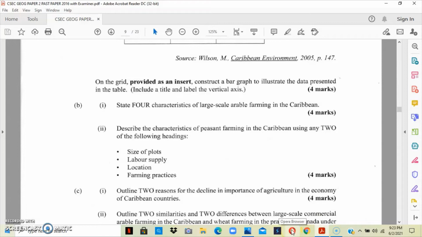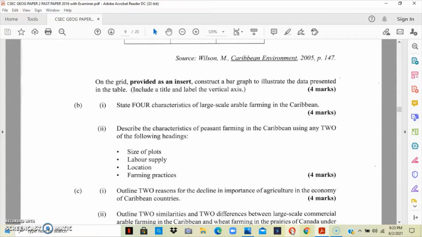A few of the characteristics: large scale is basically the same as commercial farming, and it is usually done on flat land in the Caribbean. So it's usually done on an extensive amount of relatively flat land. Monoculture is practiced, meaning that they only focus on one main crop. So if they're doing sugarcane, or coffee, or banana, it's usually one main crop.